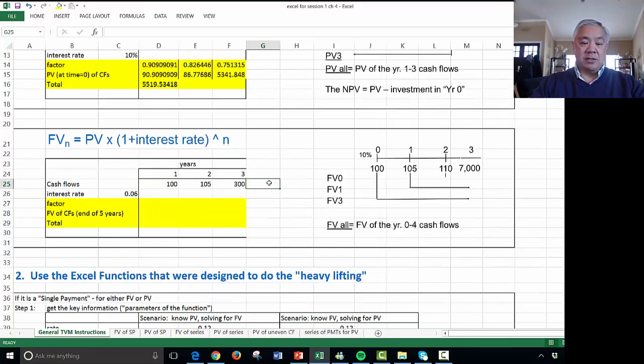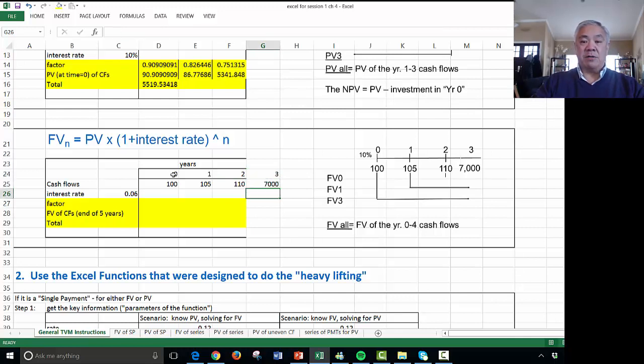So let's do the future value using the formula that we're accustomed to and we just derived. Let's just clear this out and let's do our example. Same format as we saw above, and I'm trying to keep it consistent so we can focus on the differences. So we're going to start at time 0, 1, 2, 3. At time 0, we put in $100. At time 1, we put in 105. At time 2, 110. And at time 3, we put in 7,000.